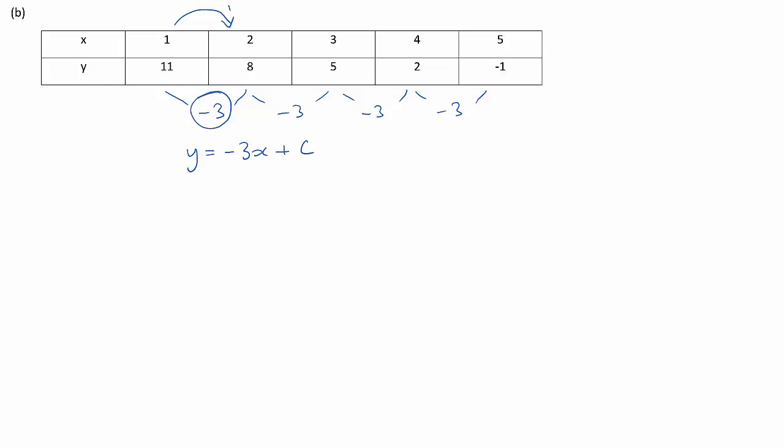Now, a couple of different things we can do to find the constant. First of all, this pattern continues, so if we have 0 here, this must have been 14, so c is 14.